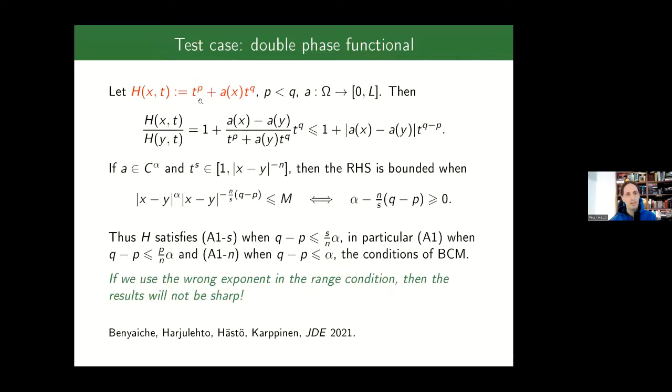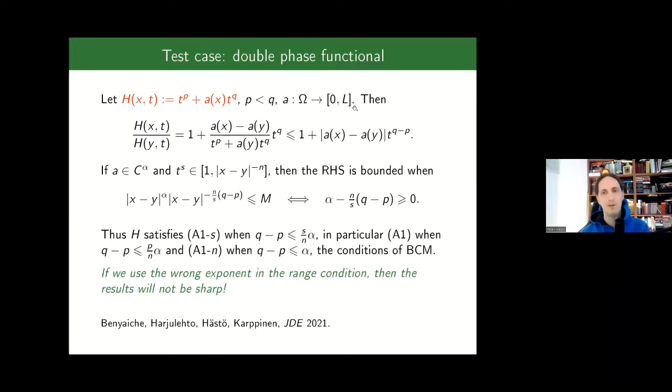So here we have this t to the power of p. P is the smaller exponent. And then we have a second part, which has t to the power of q. But this one has a coefficient a. And here it is worth noting that a is a function which is non-negative, but it can take the value 0. So this is not like a weight, which is almost everywhere positive. This is in the closed interval, 0 to some L. So it's a bounded function as well.